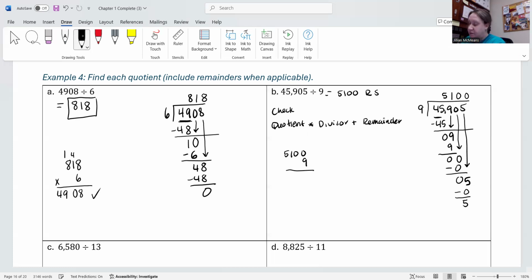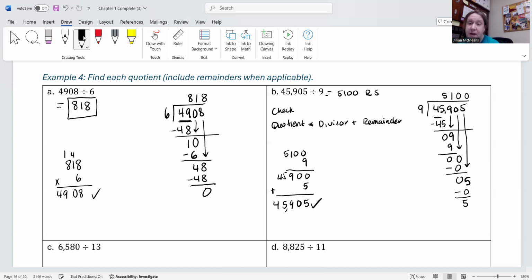So let's see, 9 times 0 is 0. 9 times 0 again is 0. 9 times 1 is 9. 9 times 5 is 45. And then we need to add our remainder. So we want to add 5 to this. Well, 0 plus 5 is 5. There's nothing to add to the 0, the 9, the 5, or the 4. And there you have it.